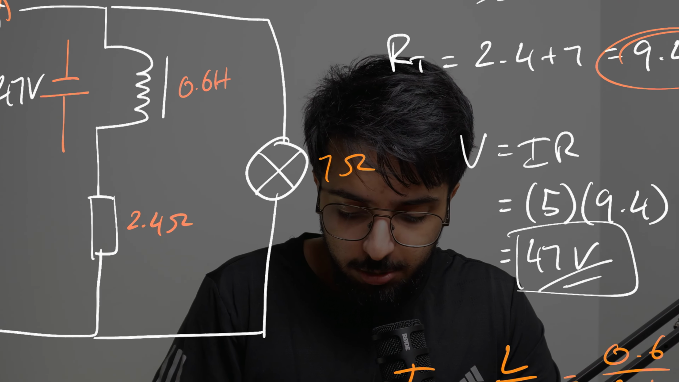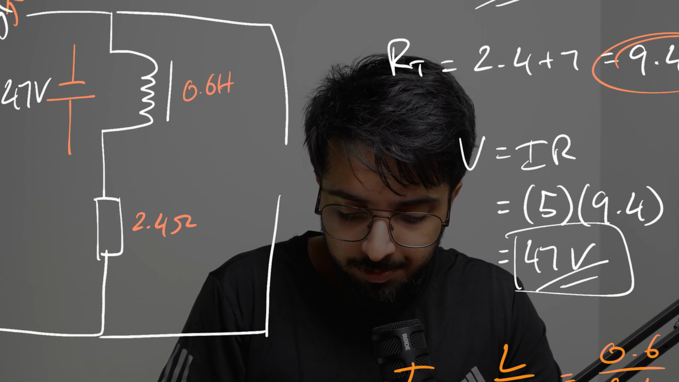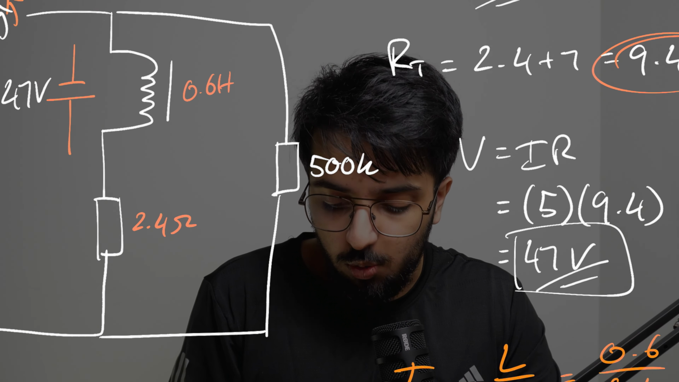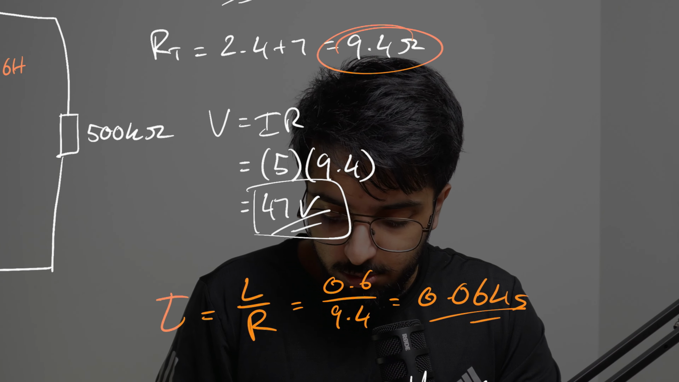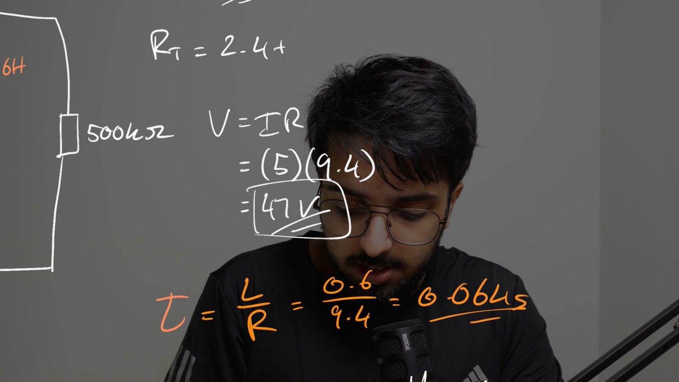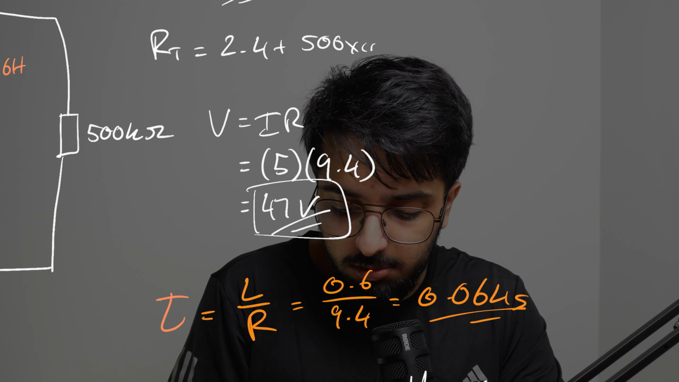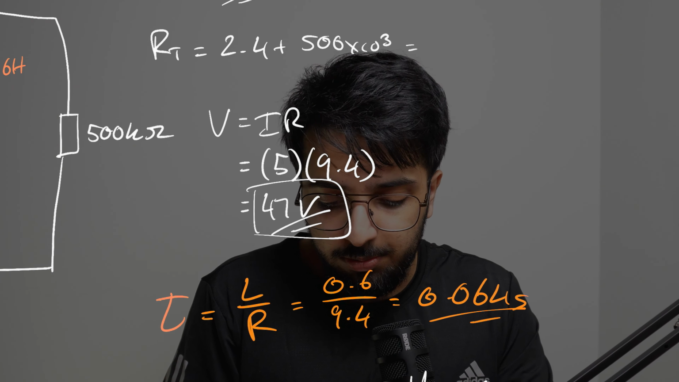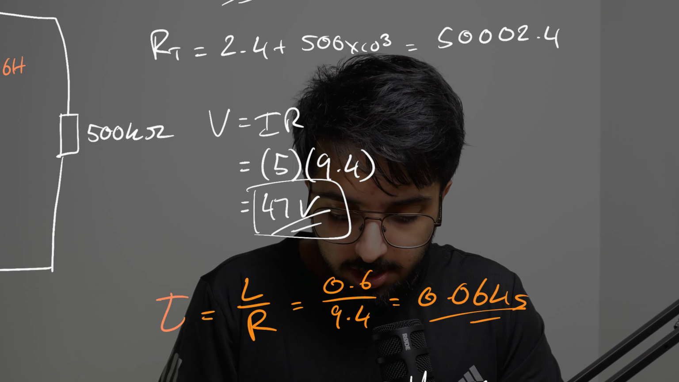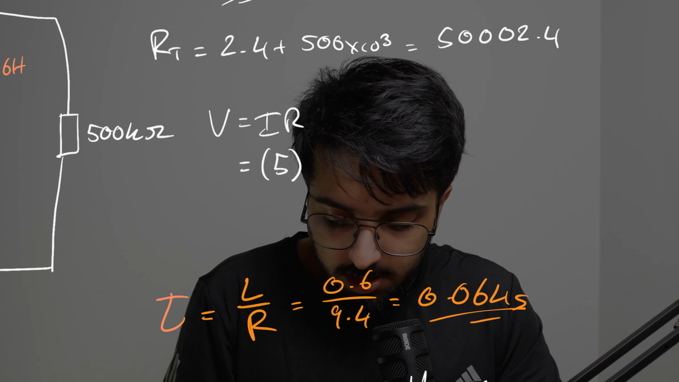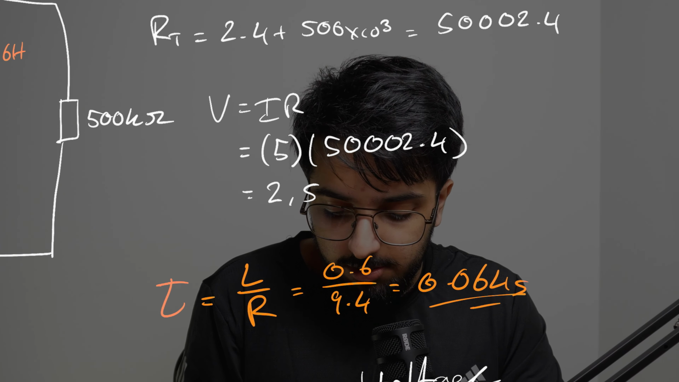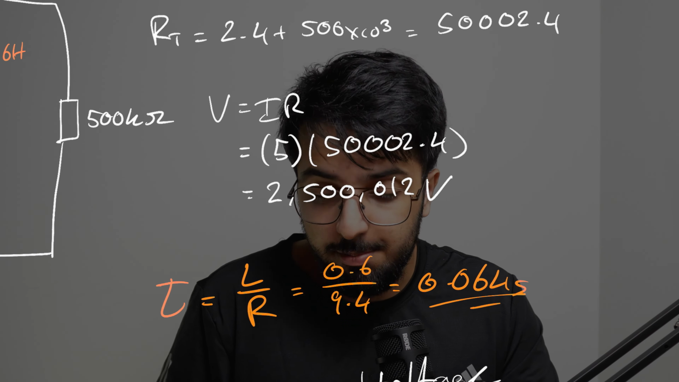And so therefore, if we were to change this light bulb to a resistor, and let's say this is 500 kilo ohms, okay, instead, if we were to now change this 7 ohms will be replaced by 500 times 10 to the 3, and that's going to equal this absurd value right here, okay, and therefore we're going to replace this as well, okay, and this gives a voltage value of 2.5 million, roughly, okay, 2.5 million volts.